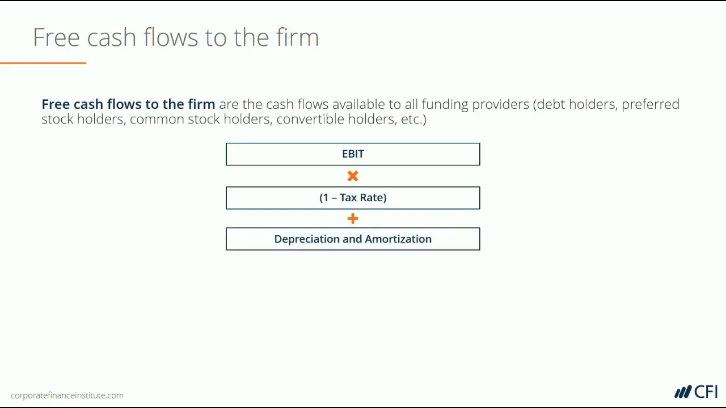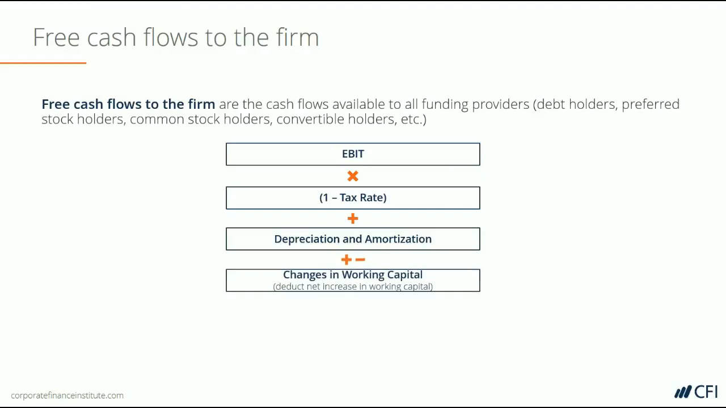Then we need to adjust it for non-cash expenses like depreciation and amortization. As you'll recall from earlier courses, these are expenses that accountants create that do not necessarily involve any cash flow, so we add them back because they're non-cash. Other examples could include stock-based compensation or unrealized gains and losses.